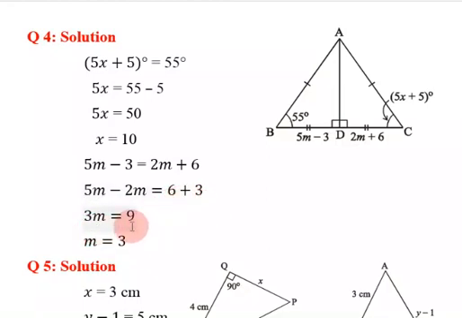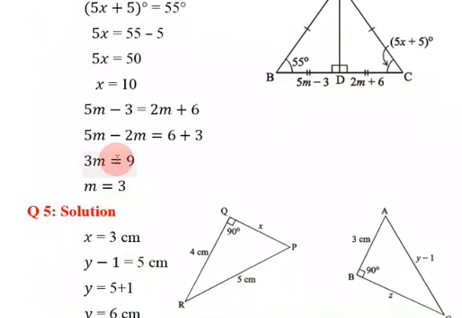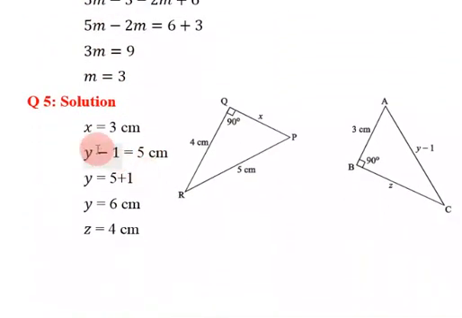6 plus 3 is equal to 9, and 3 is multiplying with the m, move it to the other side, it will divide. So 9 divided by 3 is equal to 3. So in this way we have calculated the value of x and m. Now to question number 5.